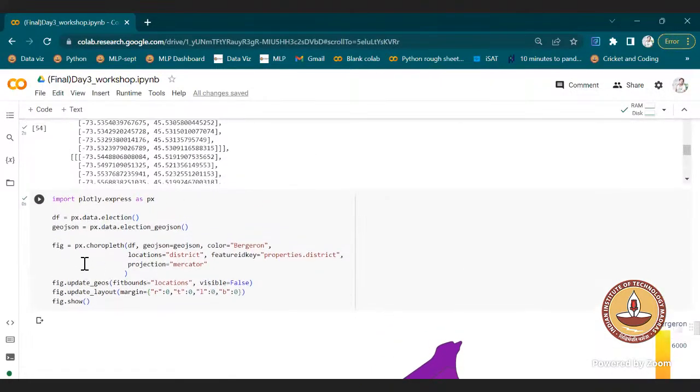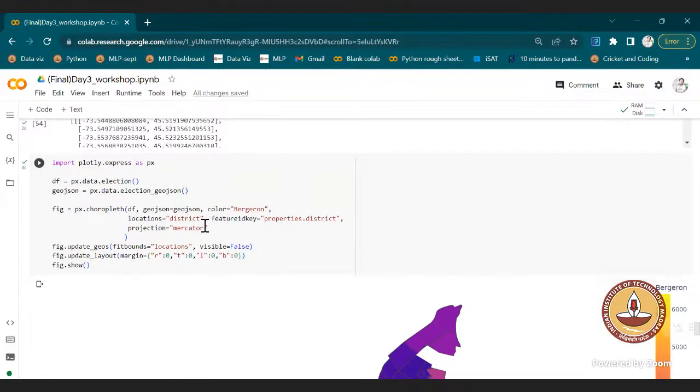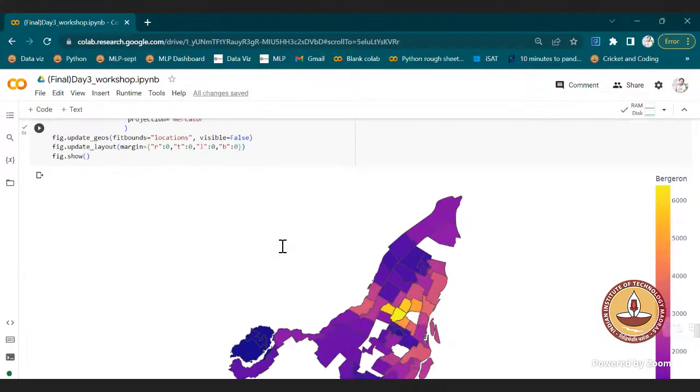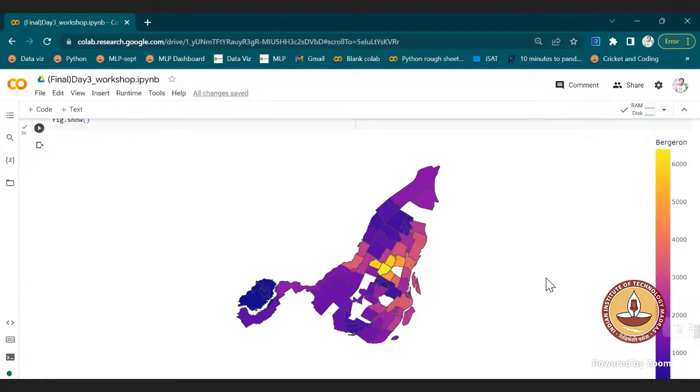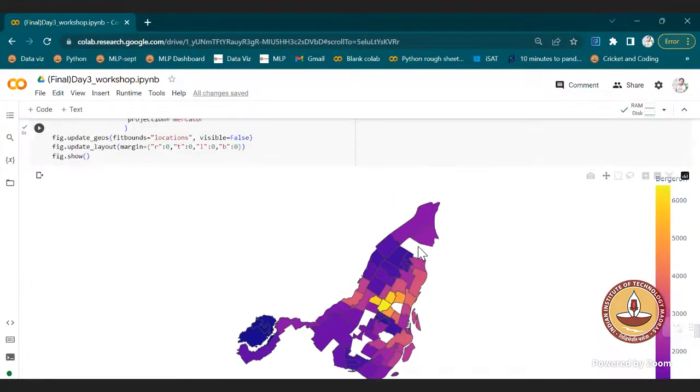Basically, in the figure you use the choropleth, and here you provide the data frame along with the data location part. Then color and all you can take. And in the data frame, whatever you want to use as the location, whether it's a district or what, you can put over there. Then you will get a figure like this. The good thing about this is that you can zoom in and zoom out, and explore the individual parts also.